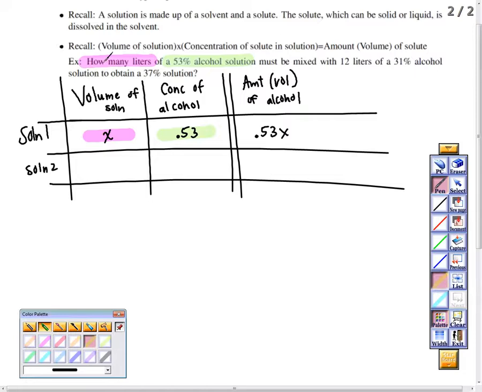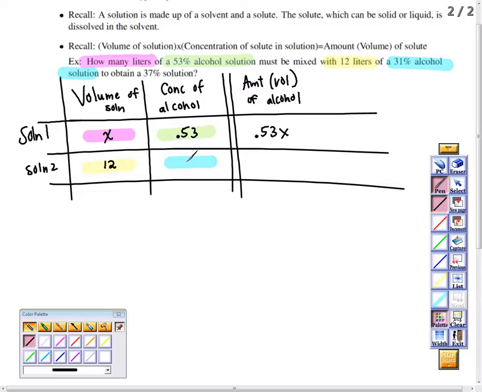Now solution 2. Solution 1 is mixed with solution 2. 12 liters: is that volume or concentration? Well, it's volume. Volume is measured in lots of units, but one of them is liters. So this is 12. We're also looking for the concentration of this second solution, 31%, so that goes right here. Again, we change 31% to 0.31 and multiply. This is 12 times 0.31. I'm going to leave it like this so in a minute you can tell where all this came from. Then we're going to have a new solution.